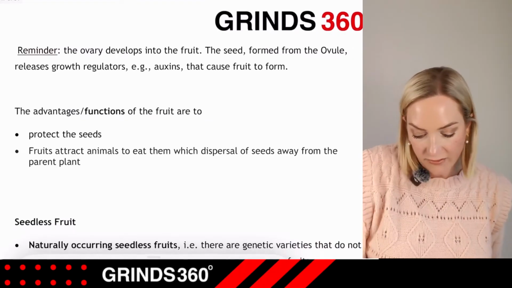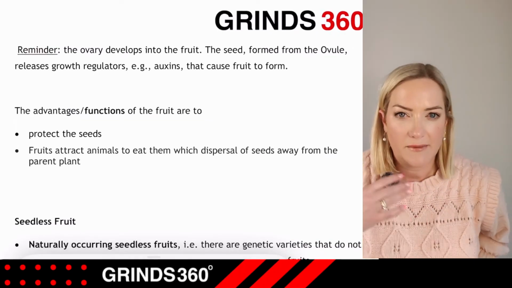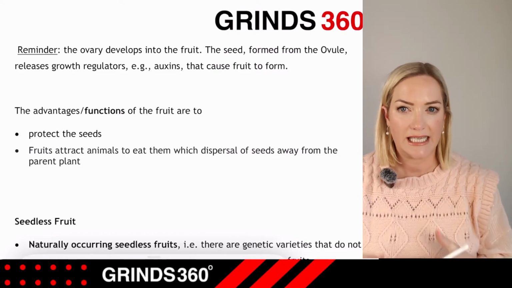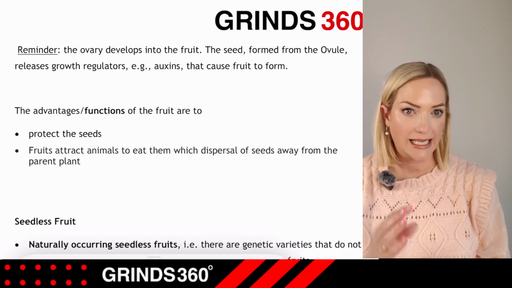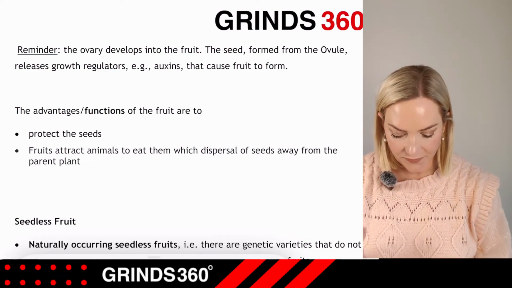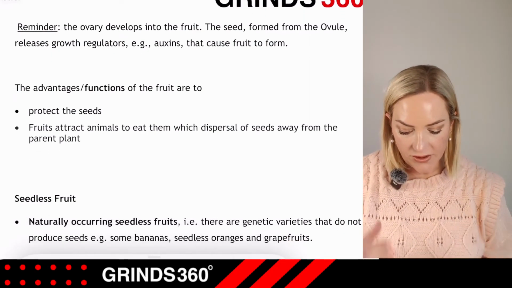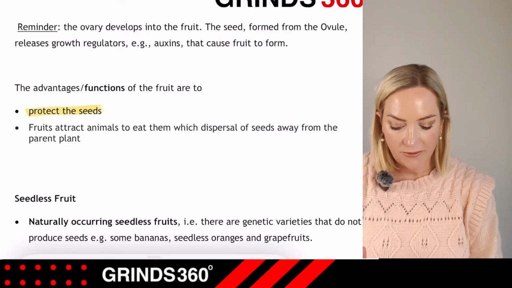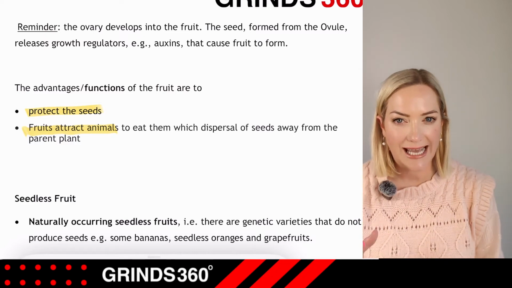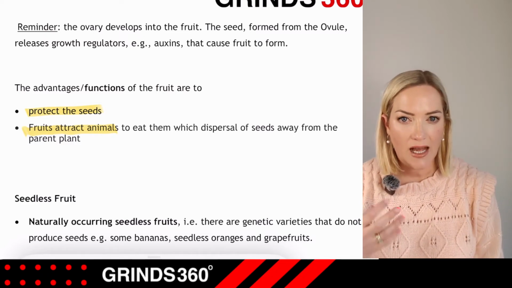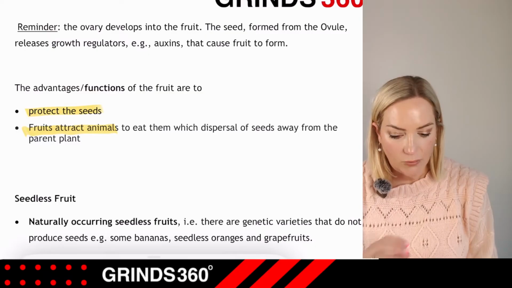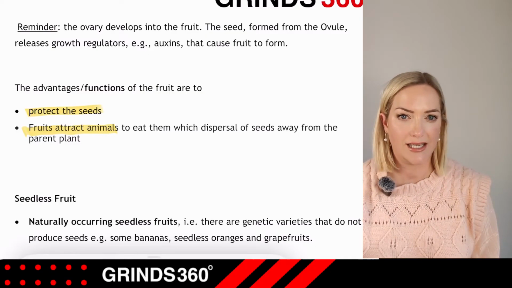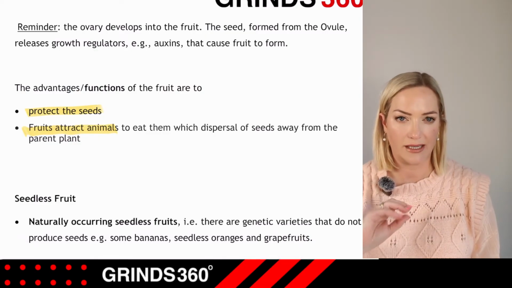Now I'm going to scroll on to the next page. A reminder that the ovary becomes the fruit. The ovary develops into our fruit. Your seed will form from our ovule. The ovule is what can release growth regulators, so that's linking back in with plant responses. Now, the advantages or functions of the fruit are to protect the seed, and another is for the fruit to attract animals. We want the animals to eat them, and they'll disperse them and pass them away. What it's doing is passing the seed away from the parent plant, so it's spreading whatever that plant may be.